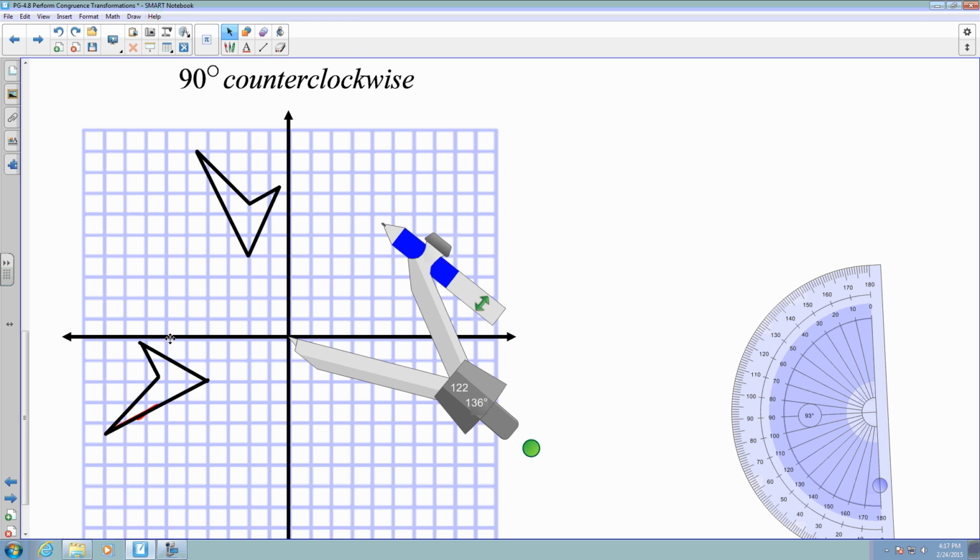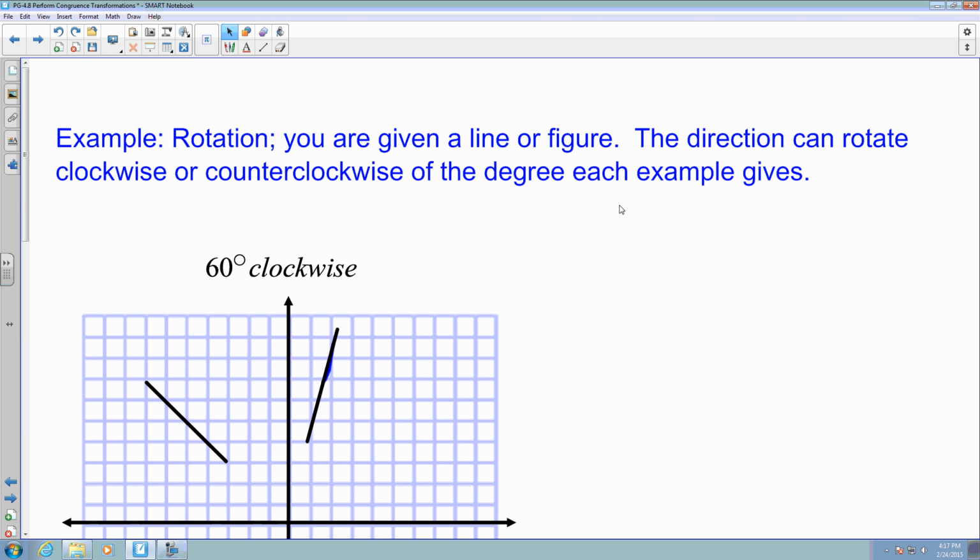And again, I didn't change the size of my figure, I just repositioned it through rotation. And that is being able to use congruency with transformation. Hope this helps.